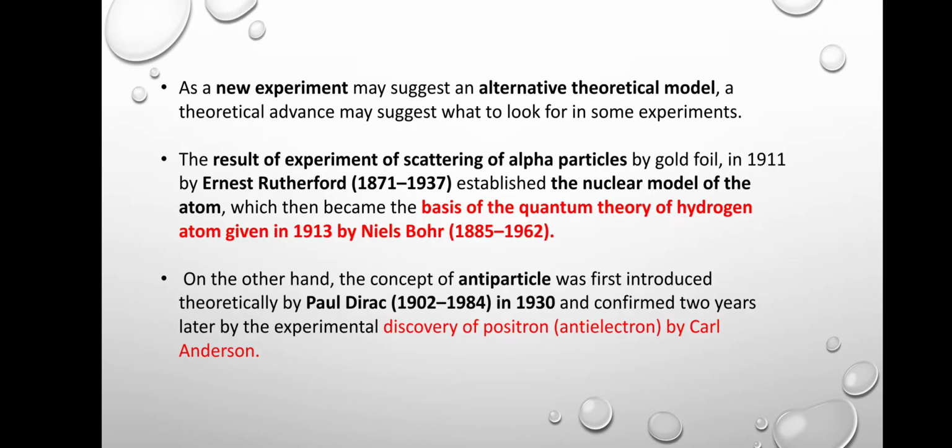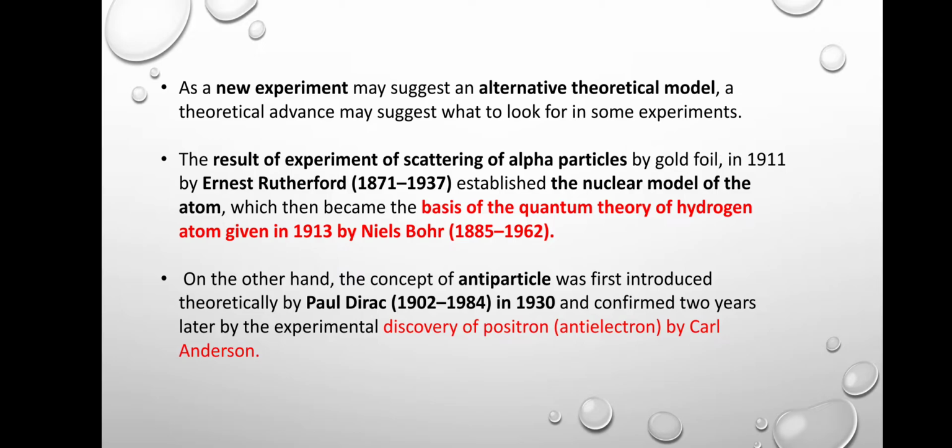So as a new experiment may suggest an alternative theoretical model, a theoretical advance may suggest what to look for in some experiments. Now as we saw, the result of the experiment of scattering of alpha particles by gold foil, done in 1911 by Ernest Rutherford, established the nuclear model. Because of alpha particle scattering, we came to know the nuclear model of the atom. That was the basis for the quantum theory of the hydrogen atom given by Niels Bohr. Because we know what the nuclear model of the atom looks like, that's when the hydrogen atom came into the picture.